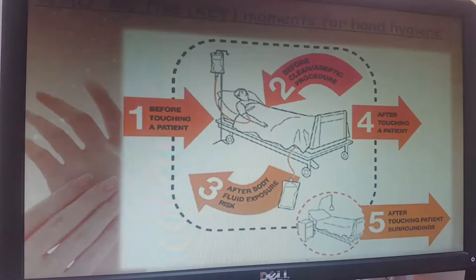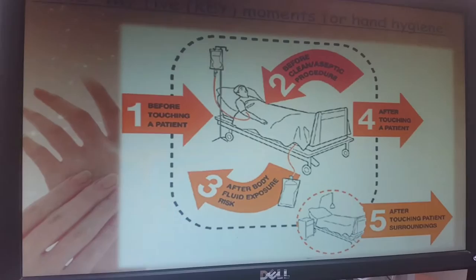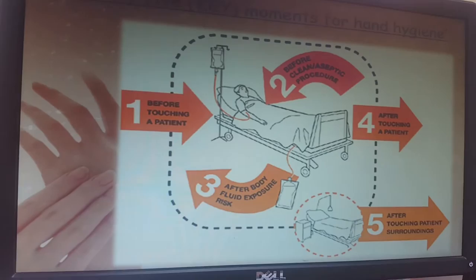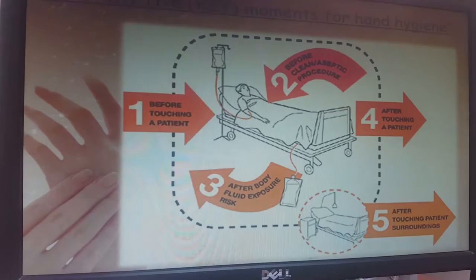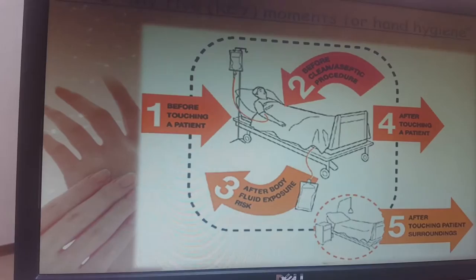When will I do the hand hygiene? Number one, before touching the patient, you have to go and do hand hygiene. Number two, before cleaning or aseptic procedure. Number three, after body and body fluids exposure. Number four, after touching the patient. Number five, after touching the patient surroundings. This is when I will do the hand hygiene.